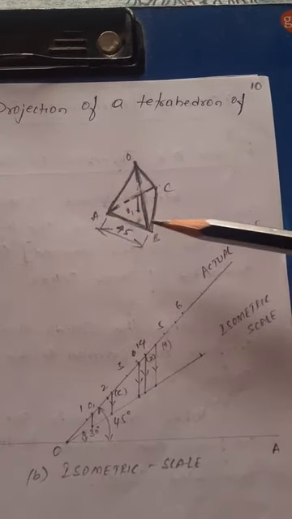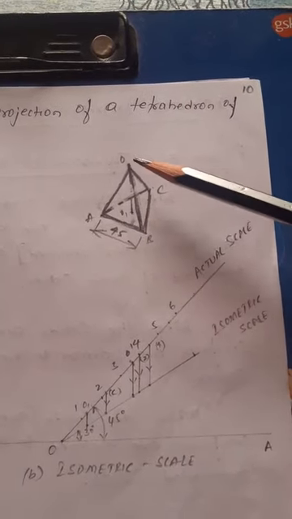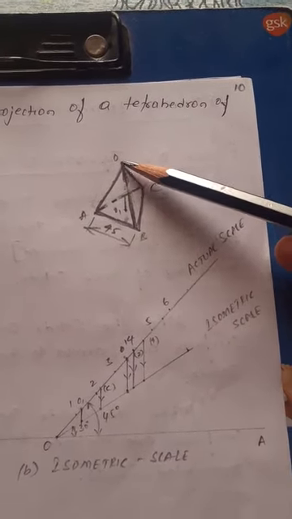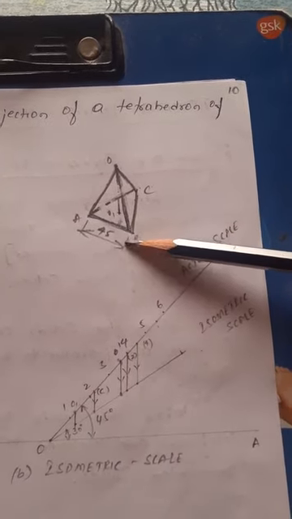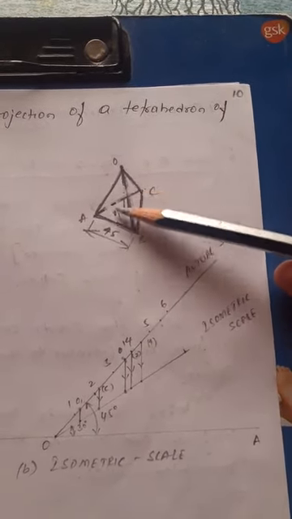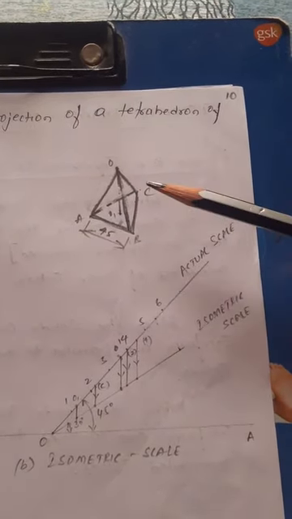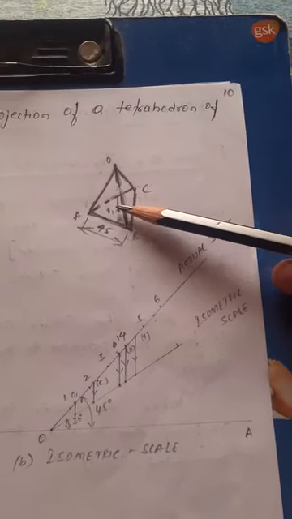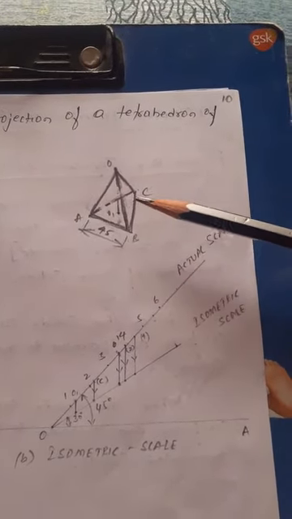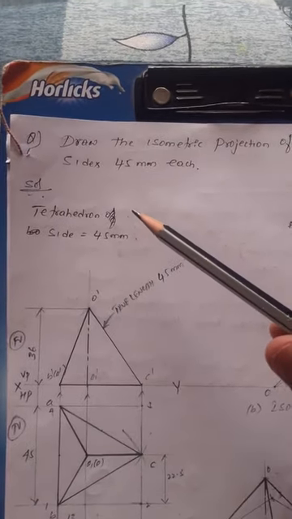Here ABC is an equilateral triangular base and O is the apex. If you join the apex to the corners of the base, what faces do you get? Triangular faces, equilateral triangular faces. Totally how many faces are there? Four equilateral triangular faces. That object is called a tetrahedron.